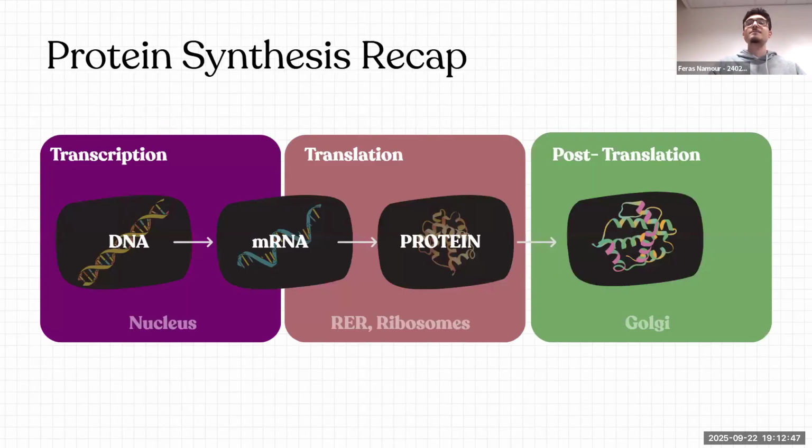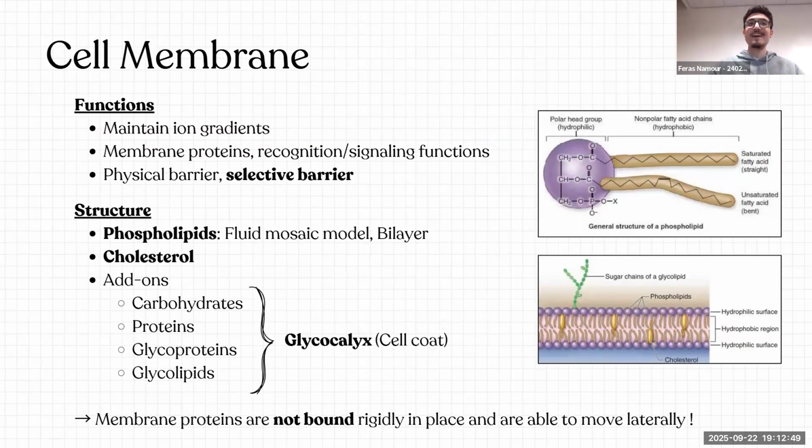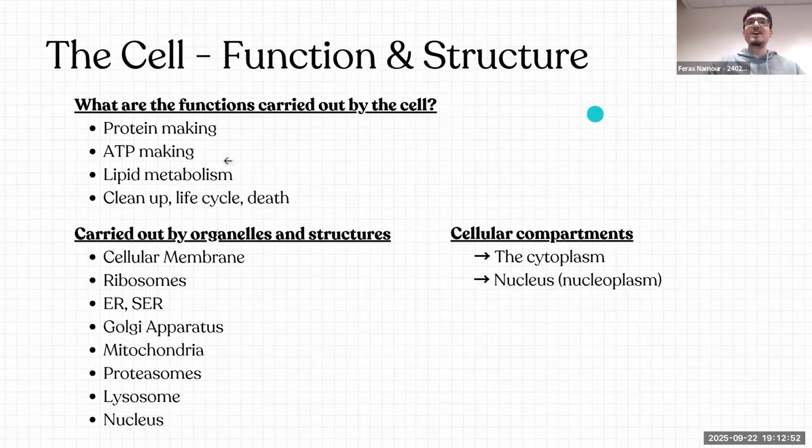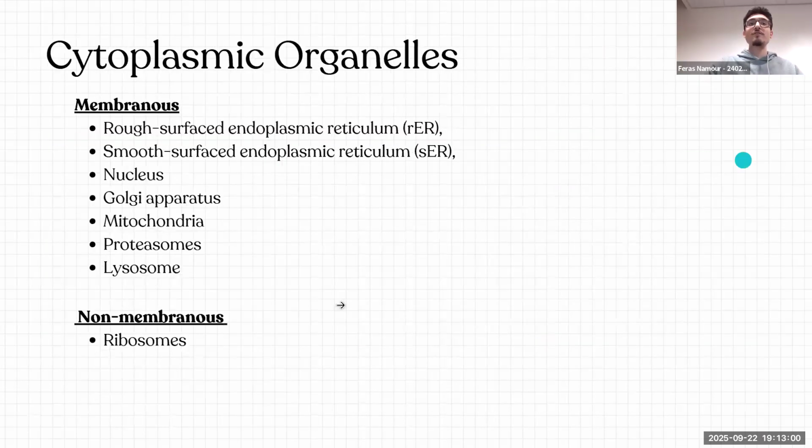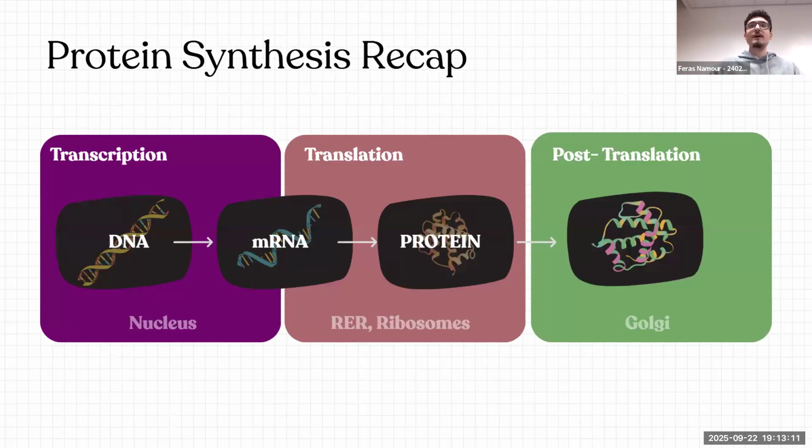But before this, let's briefly again discuss the functions of the cell. So we said the cell is responsible for protein making, ATP making, lipid metabolism, and obviously the cell cycle. All of my organelles here, each one of them, they either help out the other or is responsible for one of these functions. You guys have an idea about this, so let's go quickly through it.